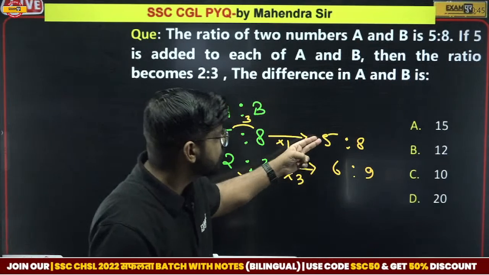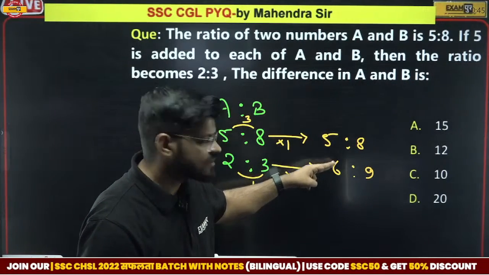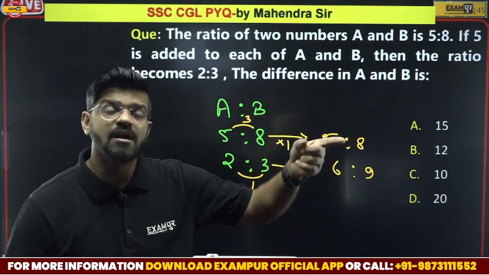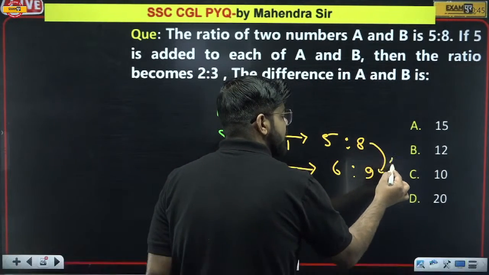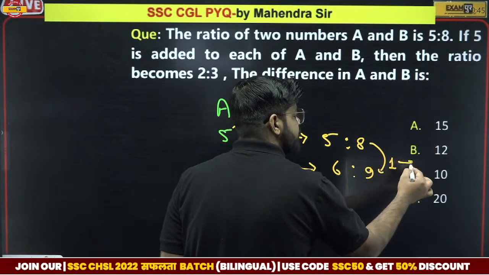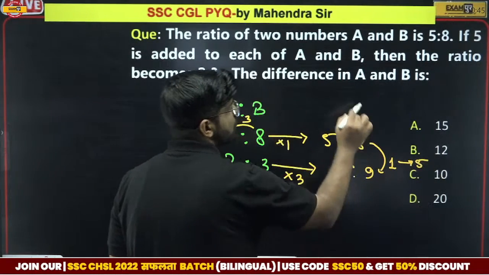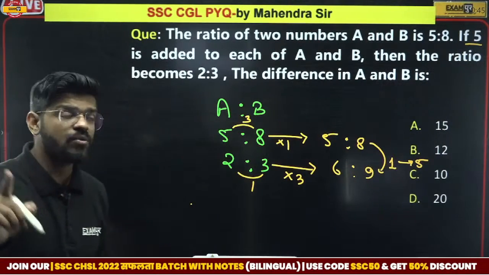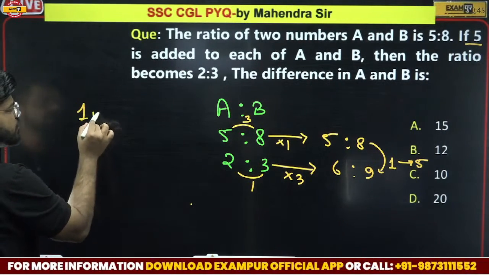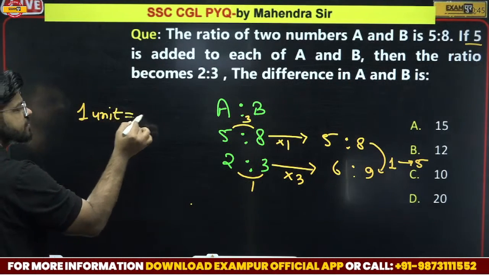Now just check: 5 plus 1 is 6, 8 plus 1 is 9. That means now the difference is same. So this one increment is actually equal to what? 5. This one increment is equal to 5 according to the question. That means 1 unit is equal to 5.